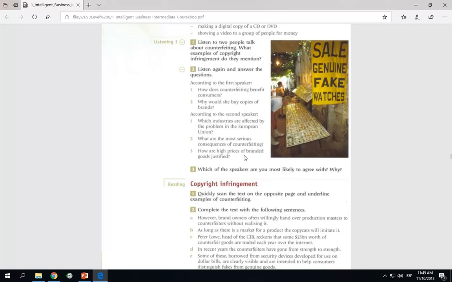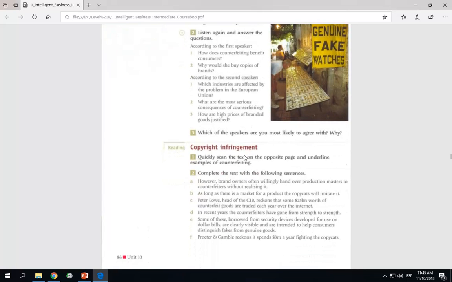Of course, genuine products have higher prices. Yes. So, tell me, which speaker do you most likely agree with of the two speakers, and why? Tell me, what do you think? Maybe, or maybe you're in between. Pause and think about that for a minute. You can also send me a mail. I would love that. Just send me a mail.